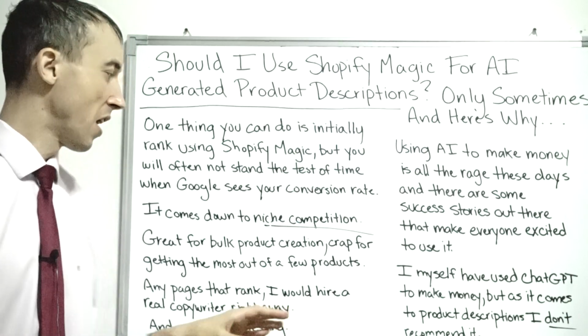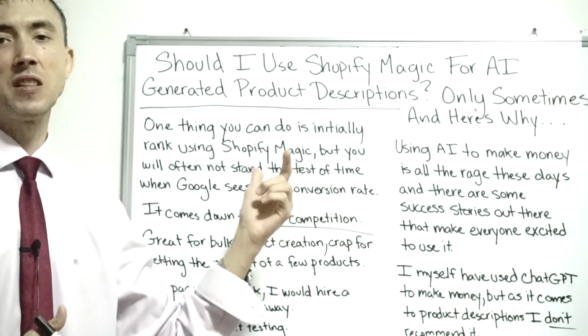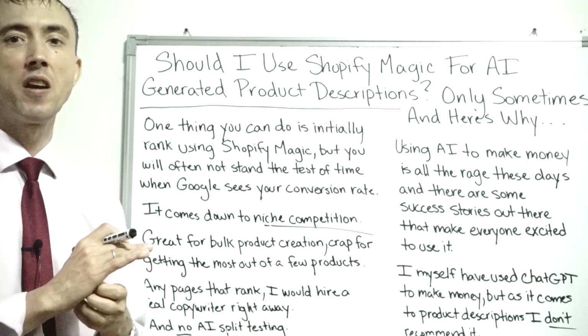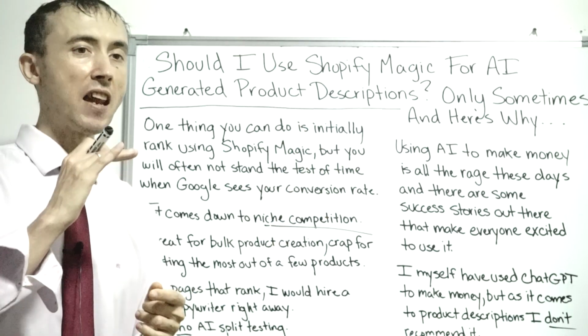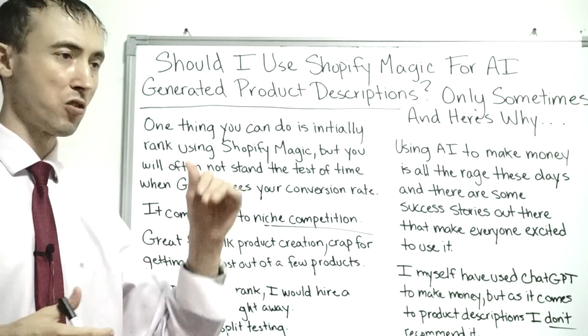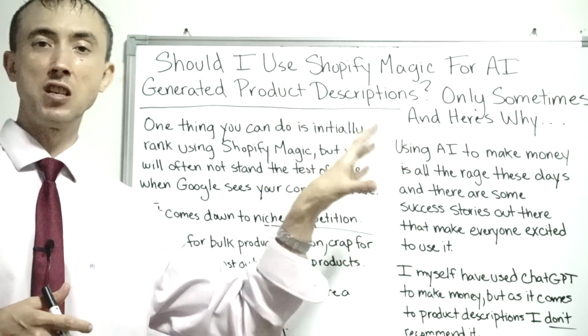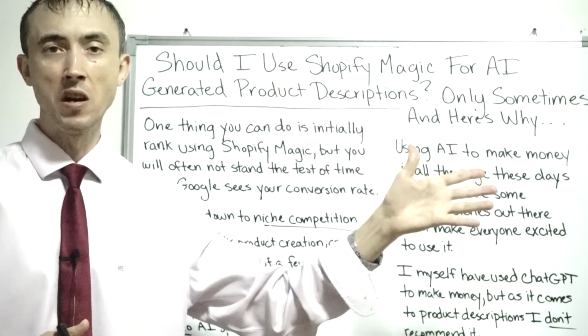Respectively, the description's important, but I would be testing the image and adding more images on my product page, adding video to my product page before I even test the description, because the description's not going to have as high of an impact as that for most niches. Not all, but a majority.